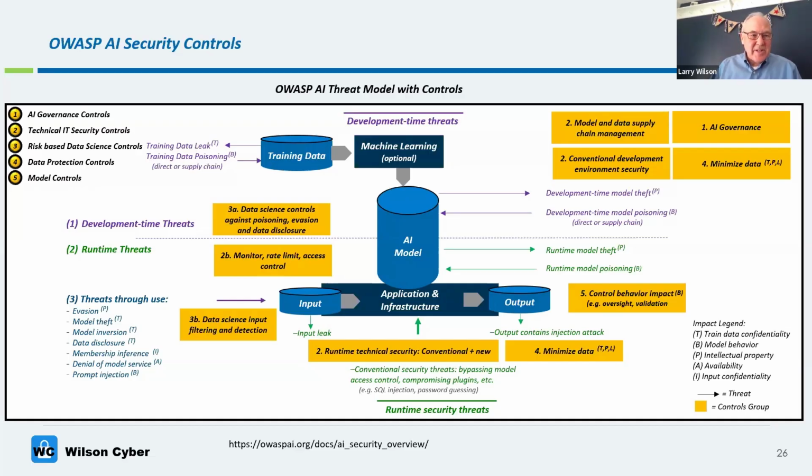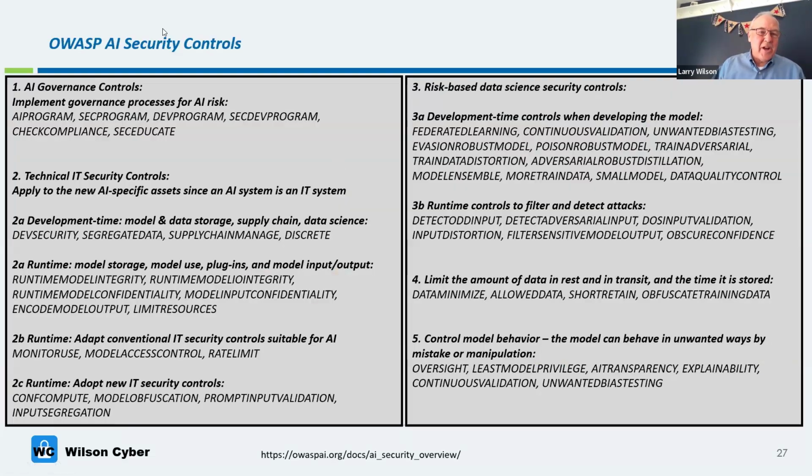categories of controls. We have the AI governance controls, the technical IT security controls, the data science focused controls, the data protection controls, and the model controls. And here's a description of what those all are. I haven't gone into detail, but if you go into the OWASP documentation, you'll get a detailed description of each one of these controls. For example, governance controls are the AI program, security program, development program, secure development program. Just like what we're doing when we walk through this slide deck is to get to an AI program or an AI security program. We have technical controls in development security: segregate the data, supply chain management. Runtime controls that are technical: runtime model integrity, runtime model input-output integrity, runtime model confidentiality, runtime input-output confidentiality, encode model output, limit resources. I know these because I've talked about this many times. But anyway, you can look these up and you get a detailed description of what these are.